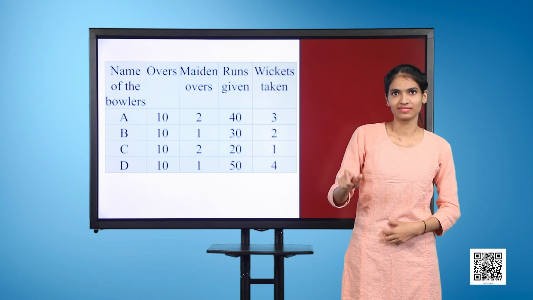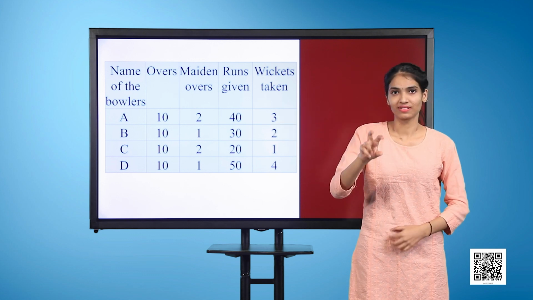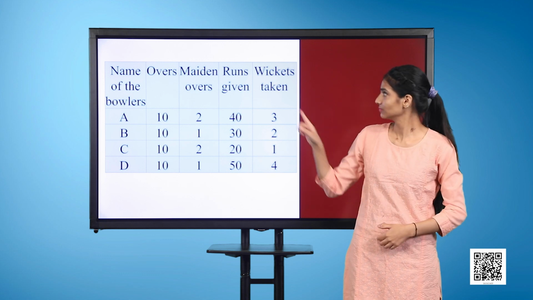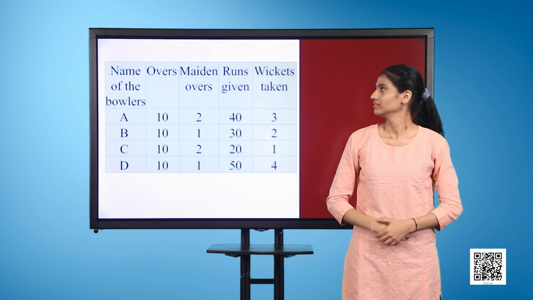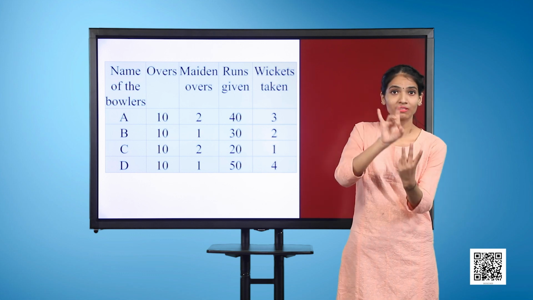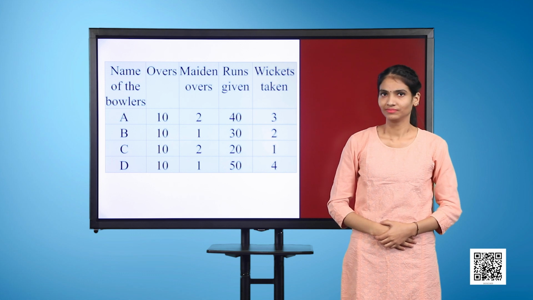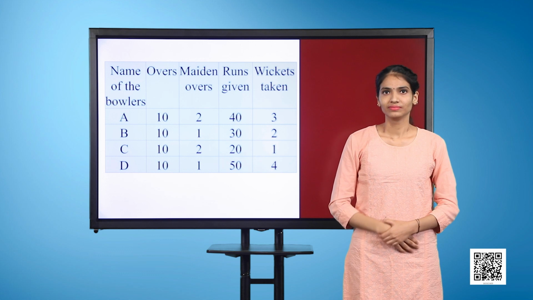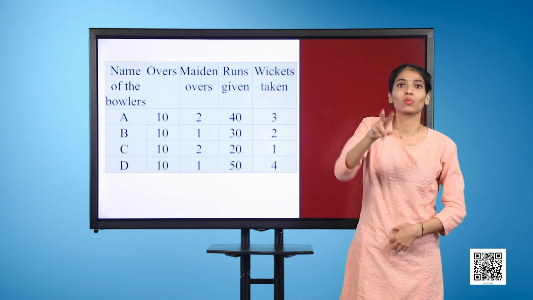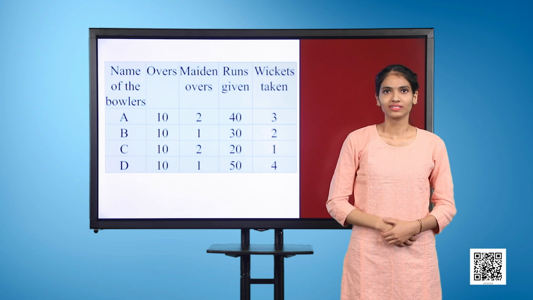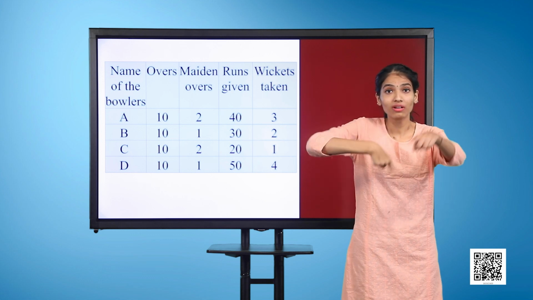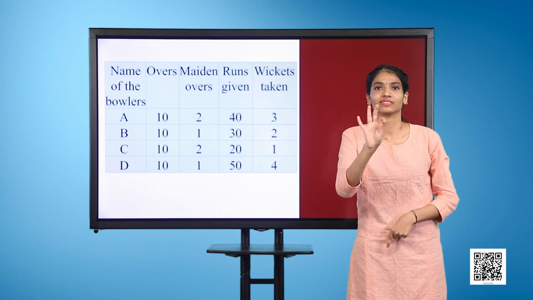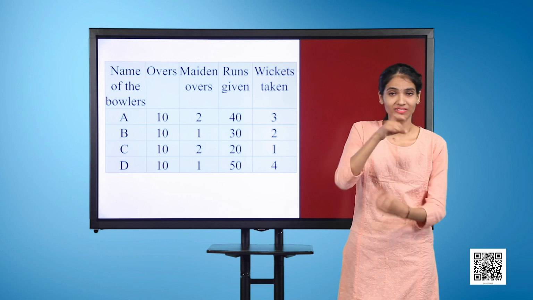Name of the bowlers, overs, maiden overs, runs given, wickets taken. These are the columns. A. 10, 2, 40, 3. B. 10, 1, 30, 2. C. 10, 2, 20, 1. D. 10, 1, 50, 4.